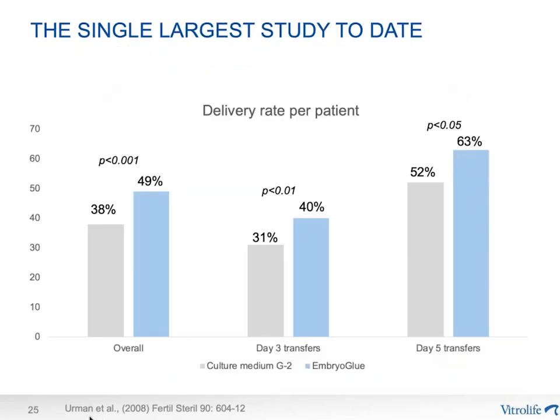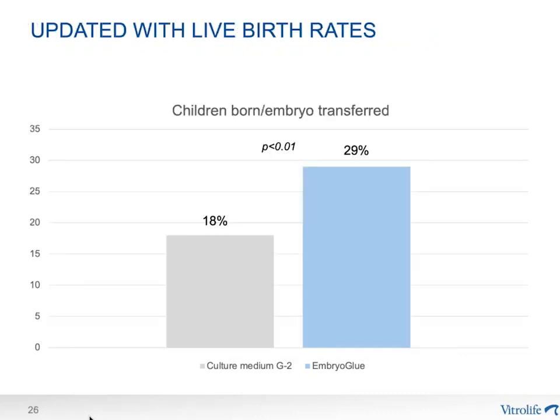When we take the delivery rate from this largest single study to date, you can see that overall there was an 11% increase in the delivery rate per patient, and that on day 3 and on day 5, there's around a 10% increase in delivery rates. And when you look at live birth rate, children born per embryo transferred, there's an 11% increase when Embryoglue is used to transfer the embryos.